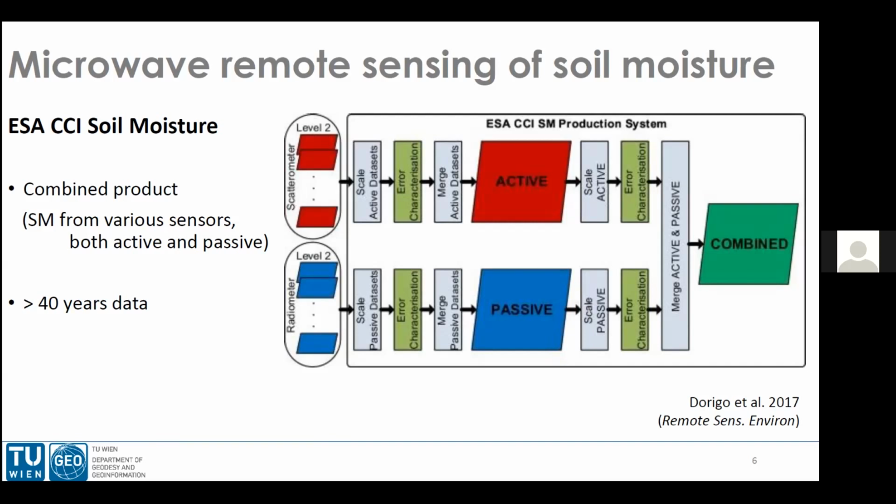Here, I decided to focus on the ESA CCI soil moisture product. That is a combined product. Basically, it takes soil moisture products from all of these satellite missions and combines them to provide a single harmonized soil moisture product, which has the advantage of having a better spatial and temporal coverage, and also the time period it covers is much longer. In fact, it provides data for over 40 years, allowing climate analysis, for instance.